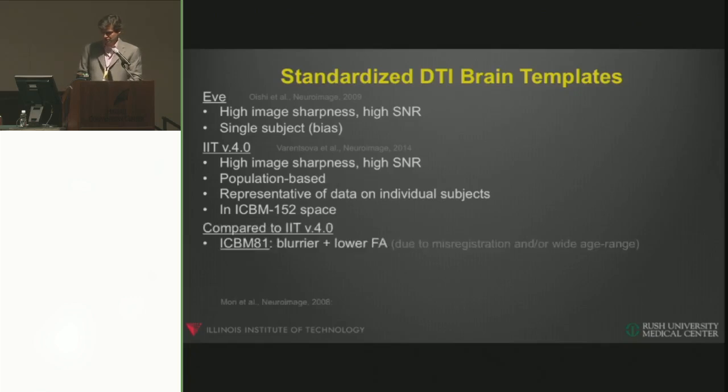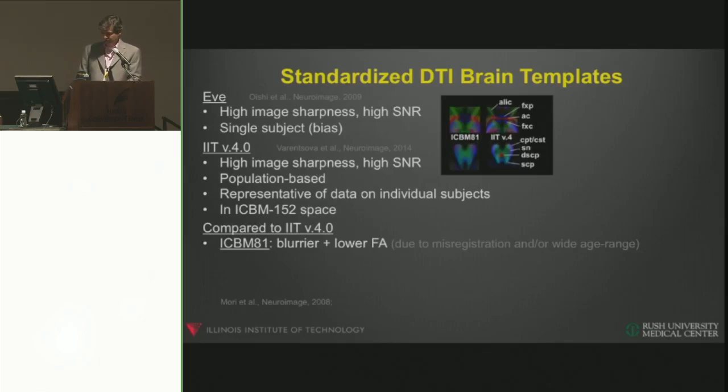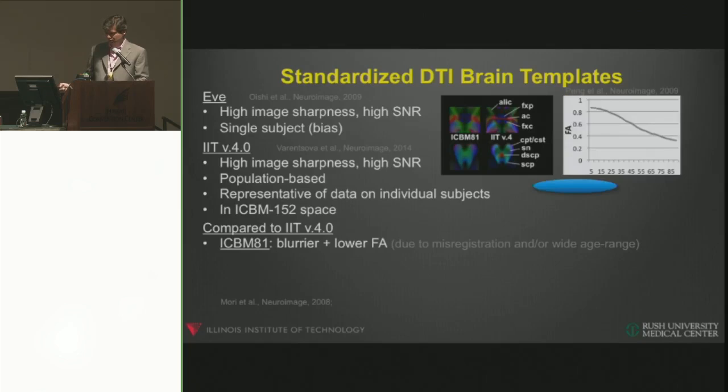Now, if we compare the other multi-subject templates to the IIT version 4, the ICBM 81 template is blurrier than IIT version 4. Demonstration is shown here. On the right column, you see results from IIT version 4, and on the left, you see results from ICBM 81. You can see that the anterior commissure and the decussation of the superior cerebellar peduncle, DSCP, are clearly seen in the IIT version 4, but they're not visible in ICBM 81.